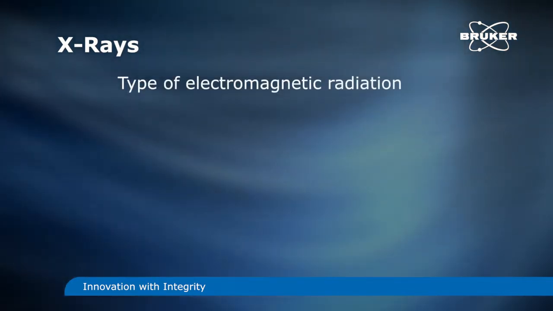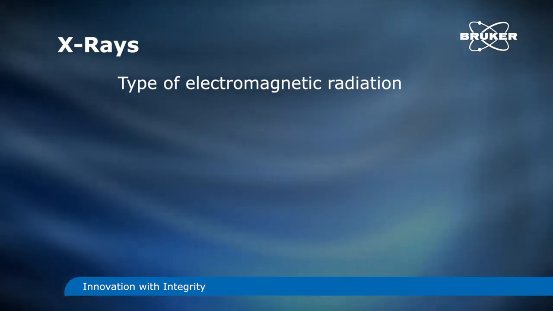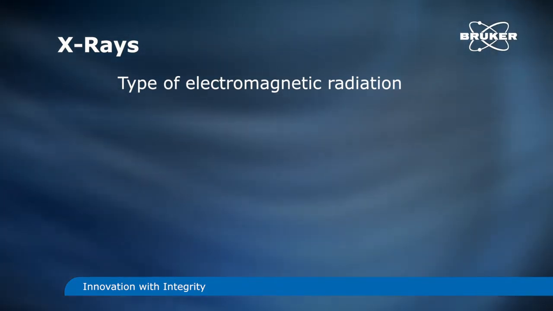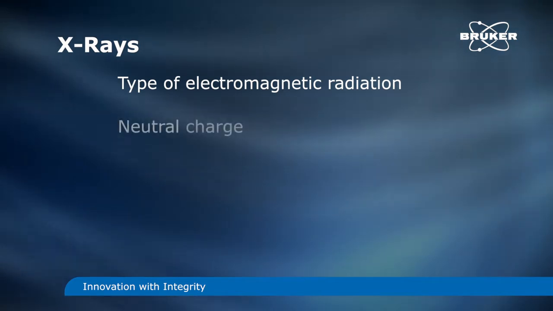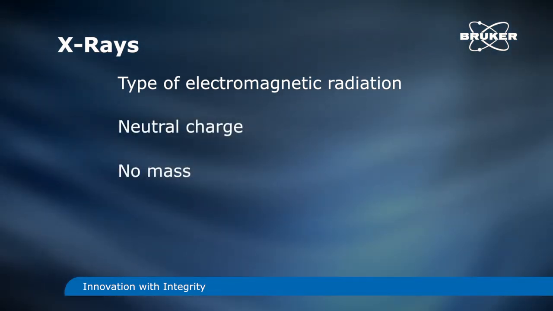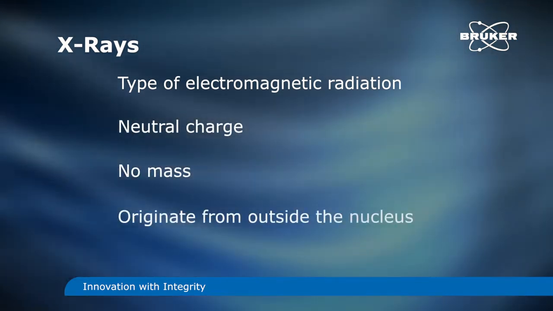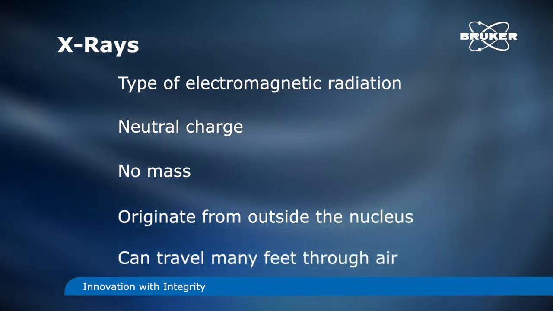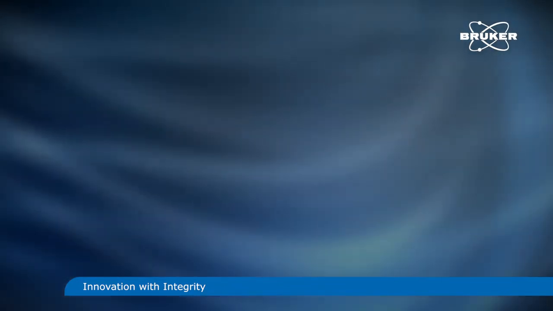They are a type of electromagnetic radiation that consists of photons, or individual packets of energy. They have a neutral charge and no mass. X-rays originate from the electron shells outside the nucleus and travel many feet through the air.